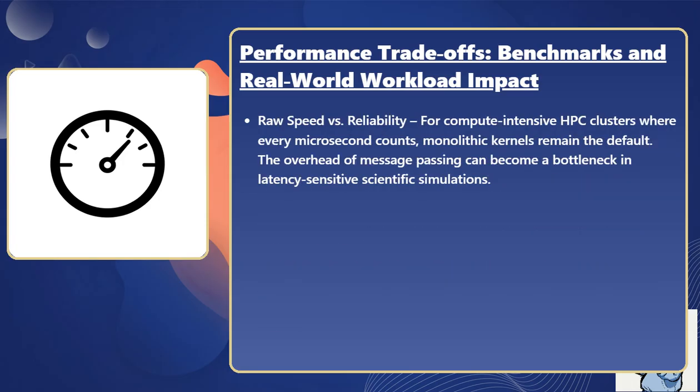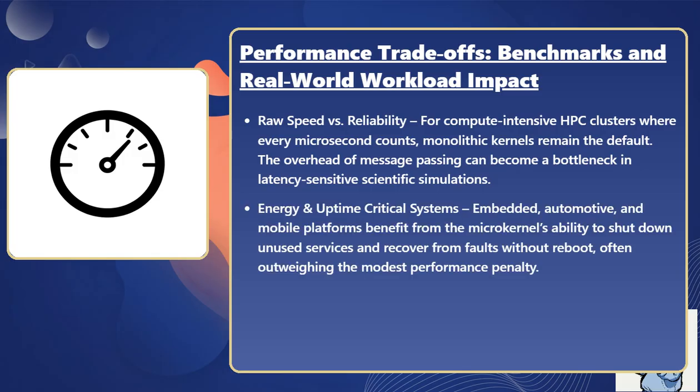Raw speed versus reliability. For compute-intensive HPC clusters where every microsecond counts, monolithic kernels remain the default. The overhead of message passing can become a bottleneck in latency-sensitive scientific simulations. Energy and uptime critical systems: embedded, automotive, and mobile platforms benefit from the microkernel's ability to shut down unused services and recover from faults without reboot, often outweighing the modest performance penalty.